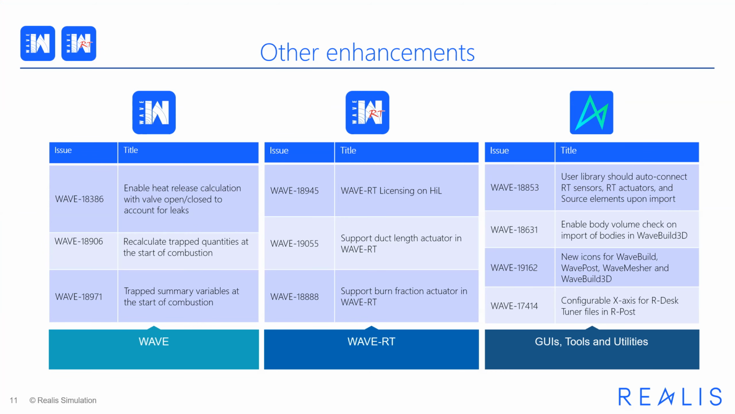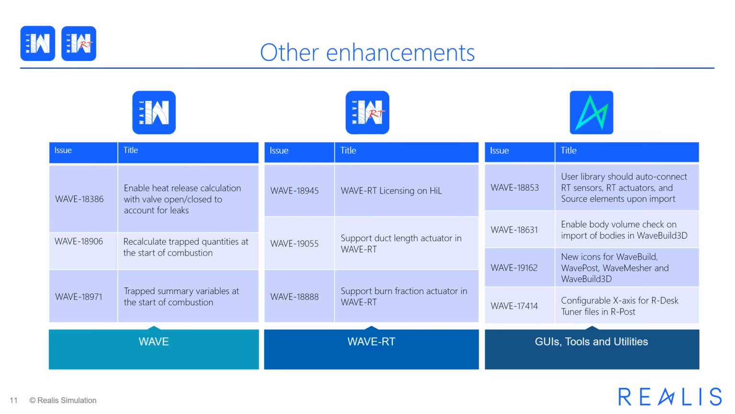Apart from the demonstrated features, customers will benefit from a number of other enhancements and corrections in WaveRT and associated GUIs, tools and utilities. Highlighting a few key ones in Wave, there are 3 changes which improve modeling for rotary engines with leakages. First of all, heat release calculations now account for leaks, providing correct post-processing output for heat release when orifice valves used for leakage modeling are open during the combustion event.